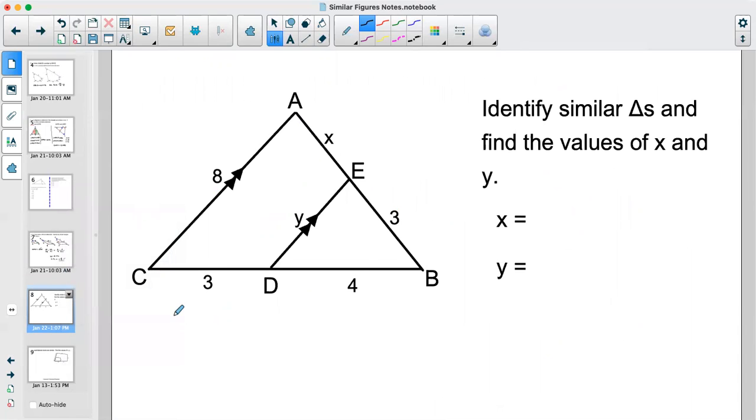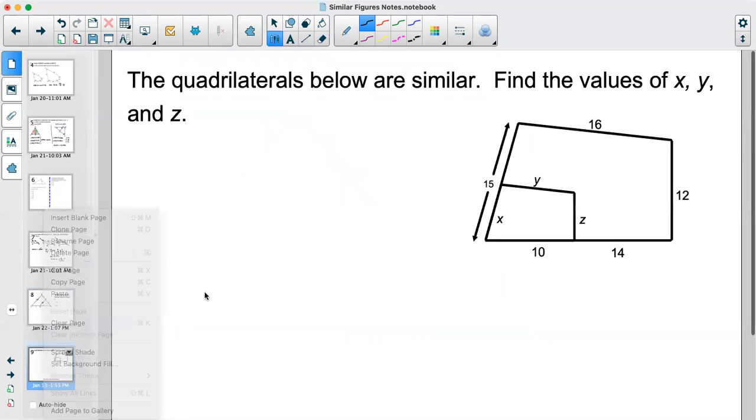Identify the similar triangles. I'm going to leave this one. If y'all want to try this one on your own, you're welcome to do so. It doesn't actually matter whether you find X or Y first. I'm going to talk about this one, as it's a quadrilateral. It's a little different.